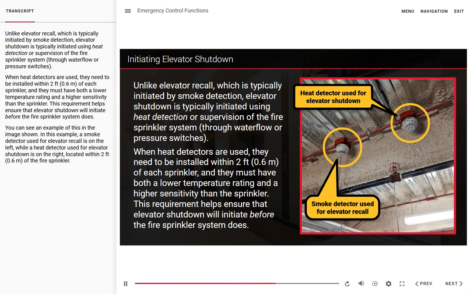You can see an example of this in the image shown. In this example, a smoke detector used for elevator recall is on the left, while a heat detector used for elevator shutdown is on the right, located within 2 feet, or 0.6 meters of the fire sprinkler.